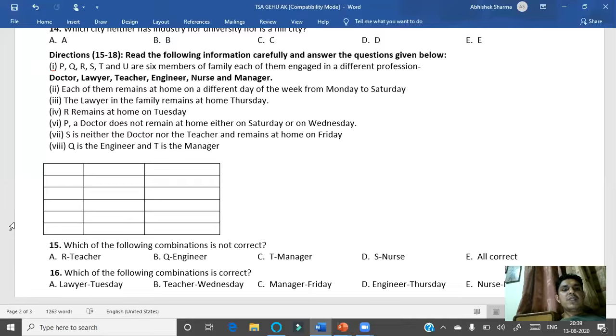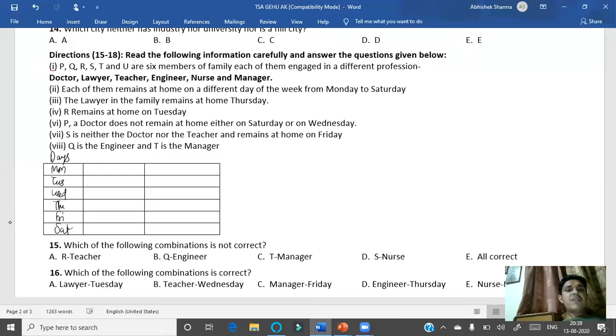Each of them remains at home on a different day of the week from Monday to Saturday. So friends, here we have already found the names of the days. So we can mark the master column as the name of the days, and simply write the names of the days serially: Monday, Tuesday, Wednesday, Thursday, Friday, and Saturday. Just as we have written the master column.